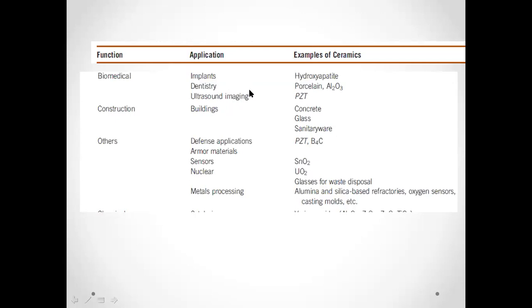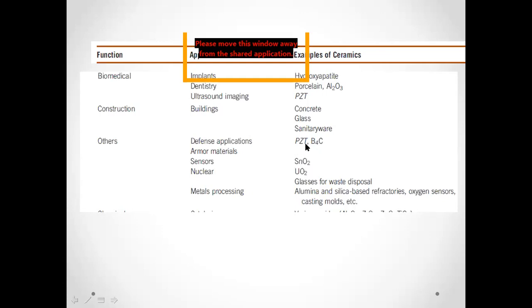For ultrasound imaging application, for bioimaging, for example if you want to do ultrasound scanning, we are using a material called PZT, which is a piezoelectric material. Construction is not for your application. Just as we know, cements, concrete, glass, and sanitary wares are used for construction. For defense and armory, we are using boron carbide and lead zirconium titanate, PZT, for piezoelectrics, for thermal imaging and night vision cameras.